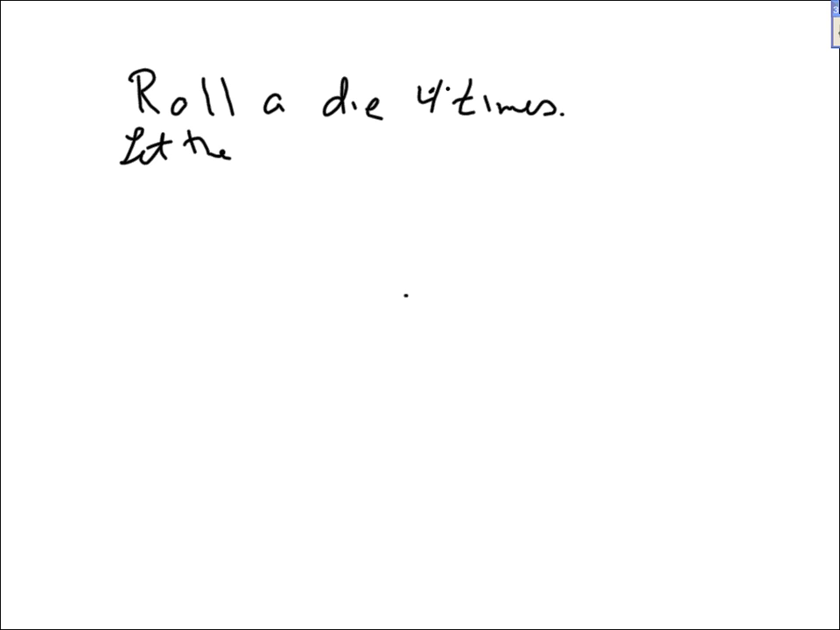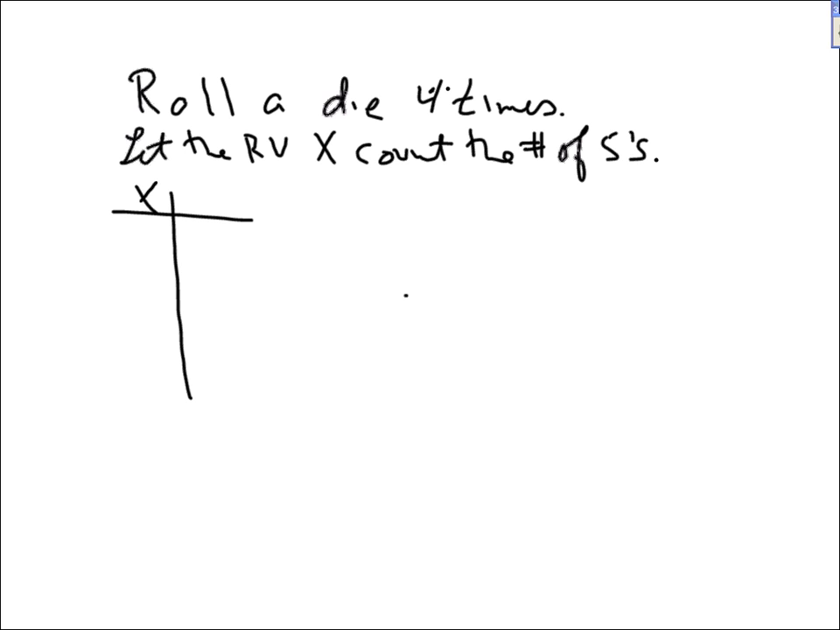Try another one. Okay, how about this time we roll a die. Roll a die 5 times. Actually, again, that's too many. Let's just say 4 times, which is a lot. Roll a die 4 times. Let the random variable X count the number of fives. Okay, well, if you roll a die 4 times, the number of fives that can come up is 0, 1, 2, 3, or 4.